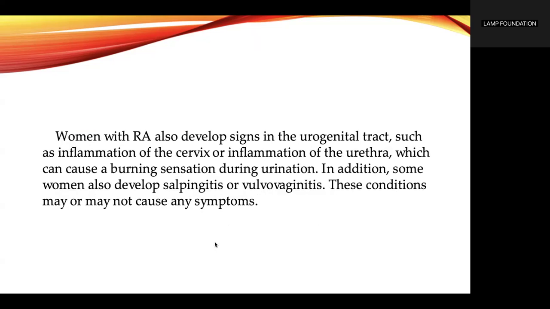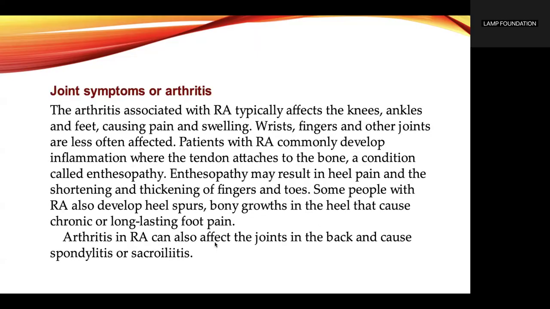Women with RA also develop signs in the urogenital tract, such as inflammation of the cervix or inflammation of the urethra, which can cause a burning sensation during urination. In addition, some women also develop salpingitis or vulvovaginitis. These conditions may or may not cause any symptoms.